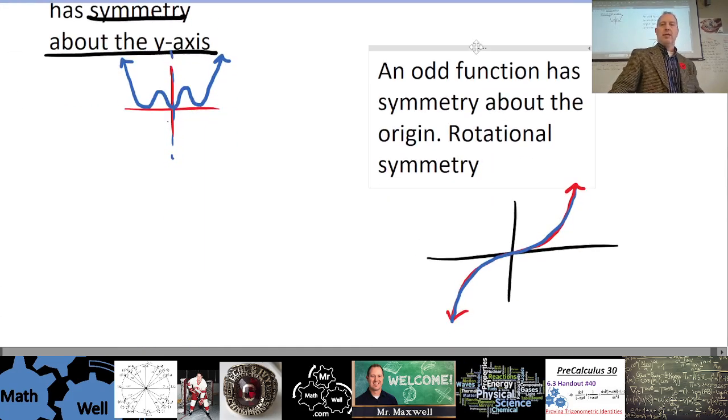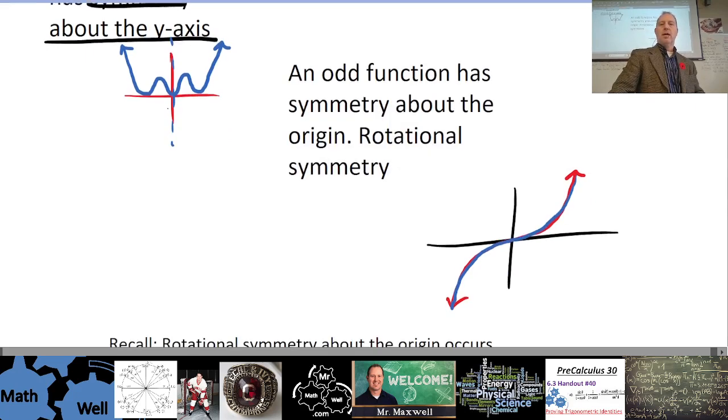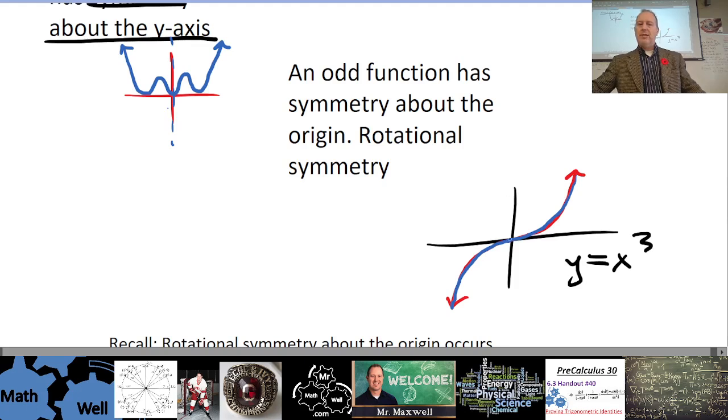Well, let's talk about that. An odd function has symmetry about the origin. It's not a line, it's a point. This is going to be very important for us as we examine equations of lines, what the symmetry is. It's going to help us graph this. So this is y equals x cubed right here. If we go over 1, up 1, there's our +1. If we go -1, -1, there's our -1.